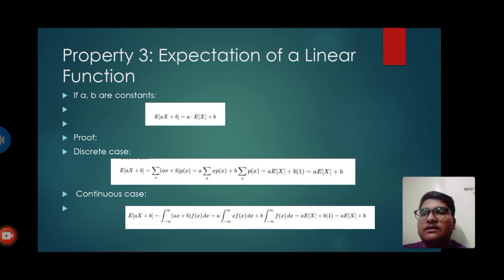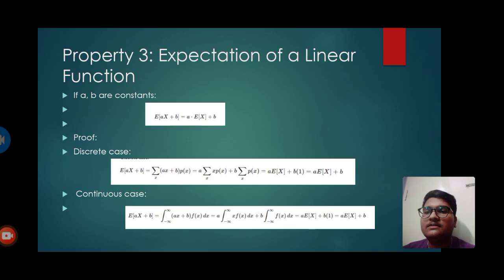Now property 3, expectation of a linear function. If a and b are constants, E of aX plus b is equal to a times E of X plus b. Here a times E of X is similar to the previous property, plus a constant b. Now the proof. Discrete case: the expectation of aX plus b is equal to the summation of (ax plus b) times p(x).